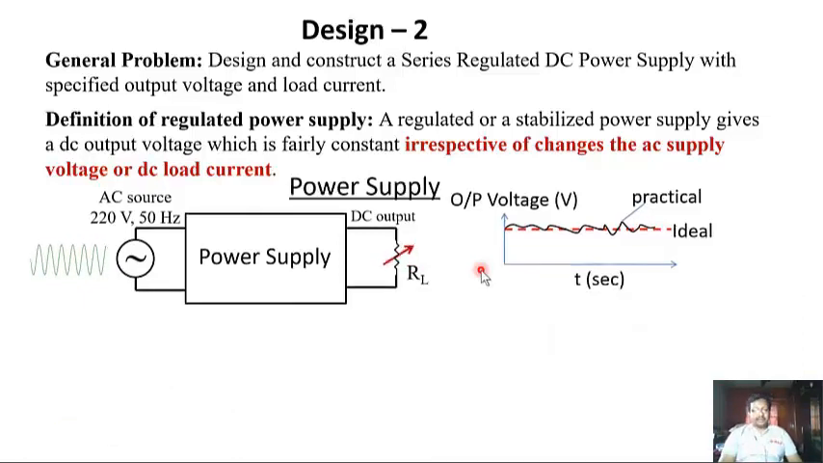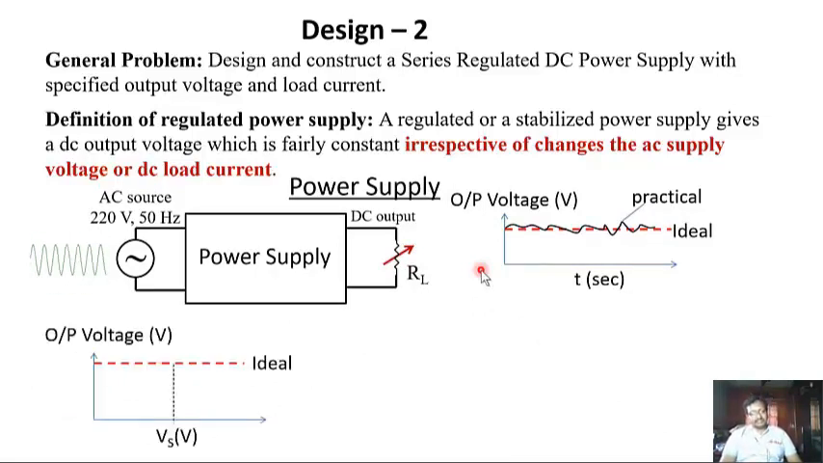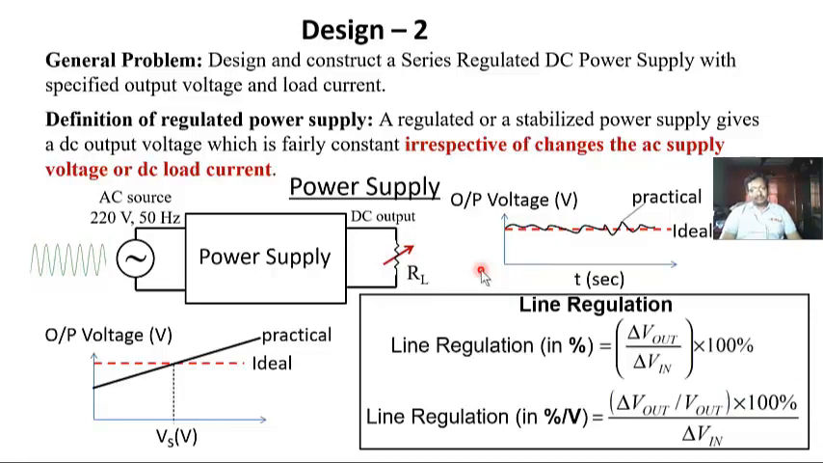Now let us check what will happen if you vary the input AC source. Practically, you can expect some variation at the AC source end also. Ideally you want a constant output voltage irrespective of the source voltage Vs, but practically you will get a variation over Vs. The corresponding line regulation can be calculated using this formula. We call it line regulation, or percentage line regulation, defined as delta V output by delta V in into 100. Line regulation can be defined in terms of percentage per volt.